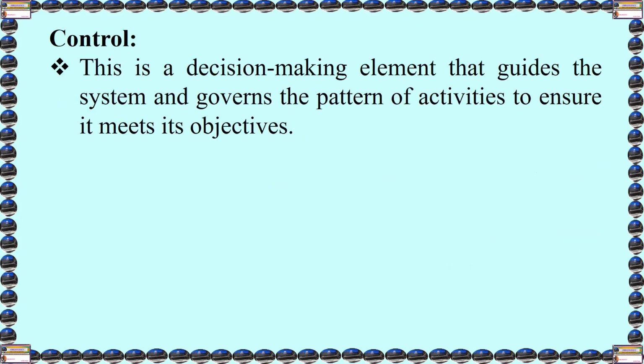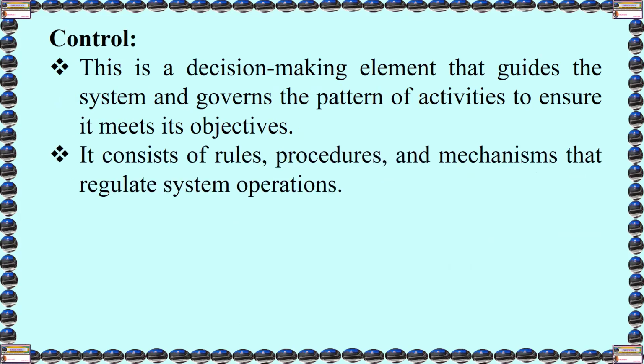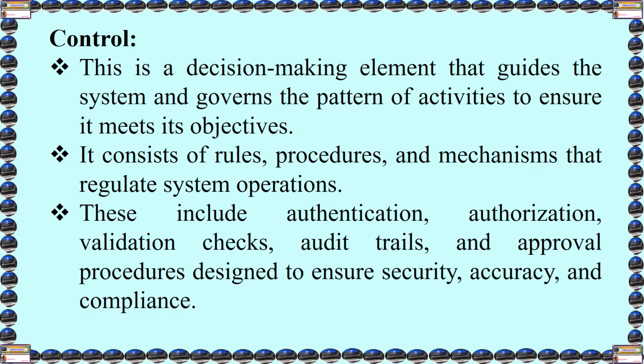Control. Control is a decision-making element that guides the system and governs the pattern of activities to ensure it meets its objectives. So this also includes the procedures and the rules, as well as mechanisms that regulate system operations. These include authentication, authorization, validation checks, audit trails, and approved procedures designed to ensure security, accuracy, and compliance.